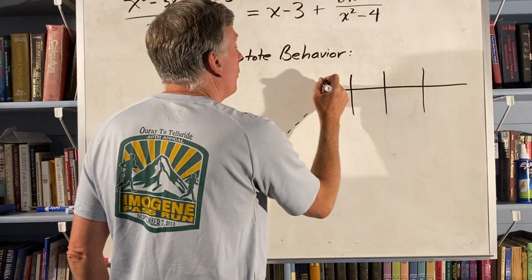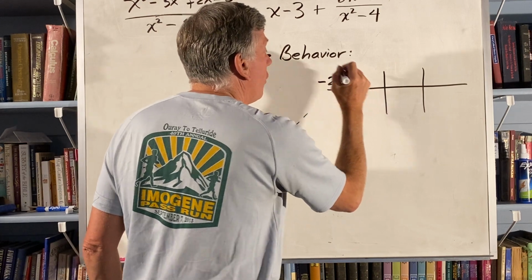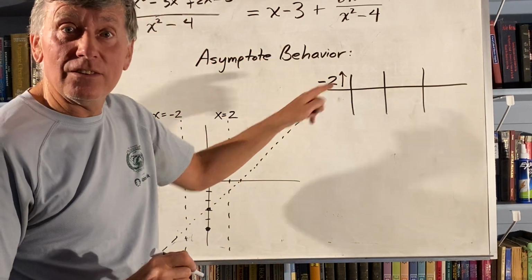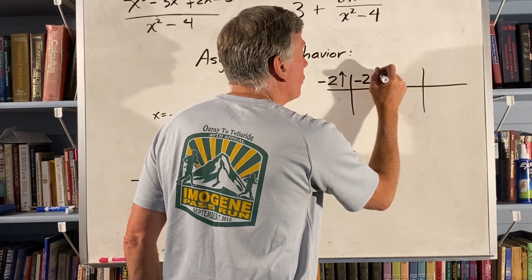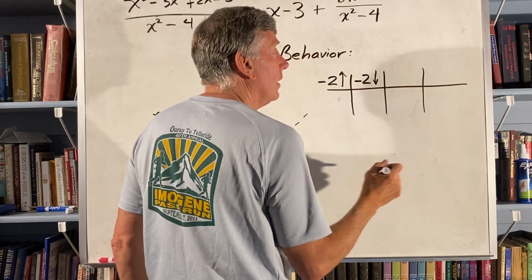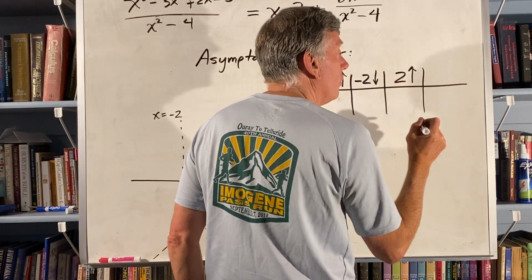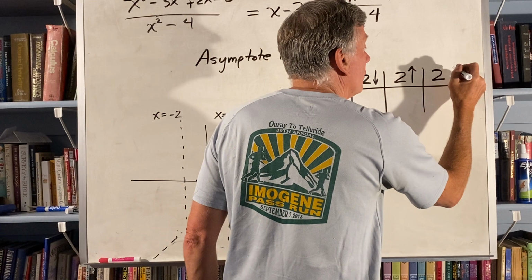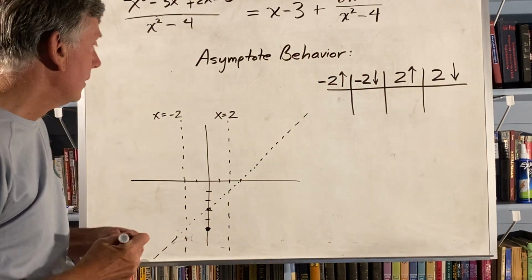On the one hand, I'm going to approach -2 from below. That's what that arrow means, from below. And the next one, I'm going to approach -2 from above. On this one, I'm going to approach 2 from below. And on the last one, I'm going to approach 2 from above. And this is what I mean.